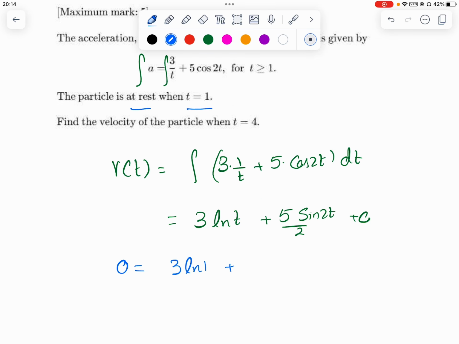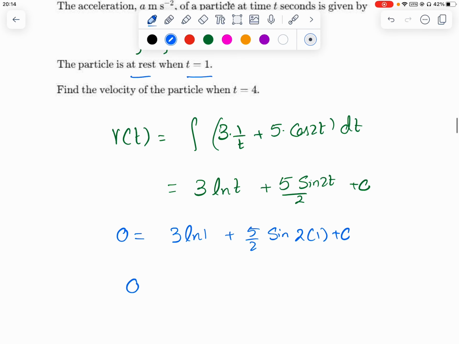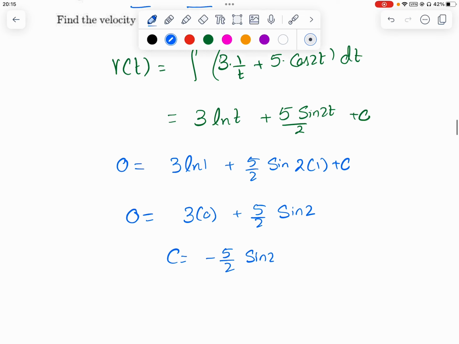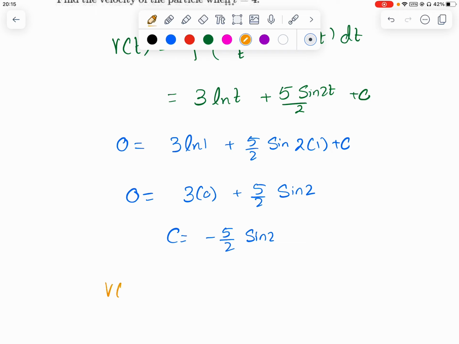3 ln 1 plus 5 upon 2 sin of 2 times 1, which is 2, plus c. So 0 equals 3 ln 1, which is 0, plus 5 upon 2 sin 2, plus c. So from here we get the value of c as minus 5 upon 2 sin 2. So I got the value of c. So what is the velocity function now? The velocity function is 3 ln t plus 5 upon 2 sin 2t minus 5 upon 2 sin 2. That's going to be the velocity function.